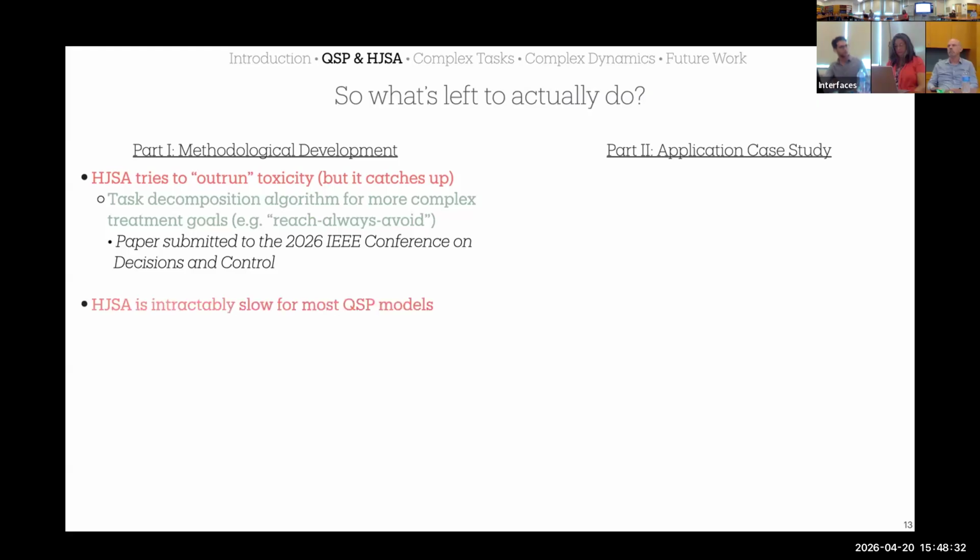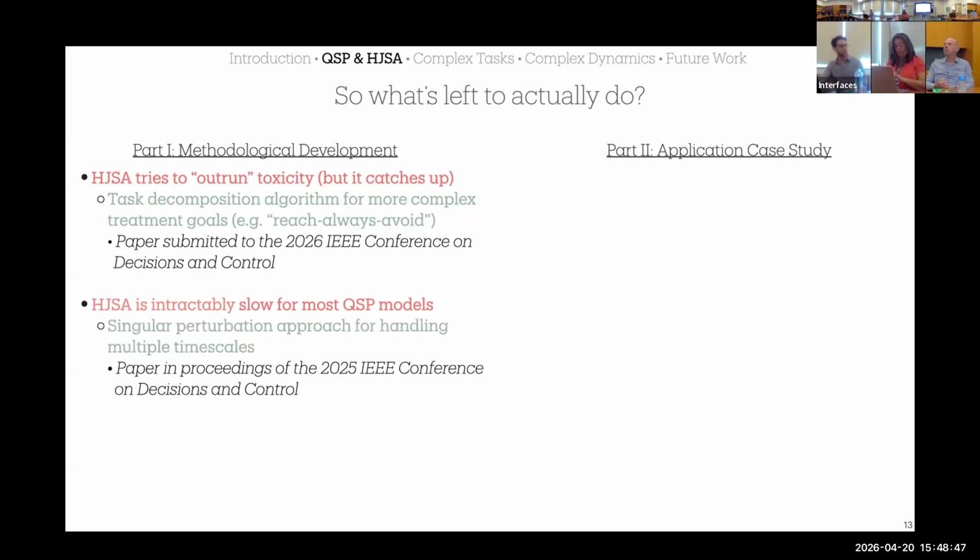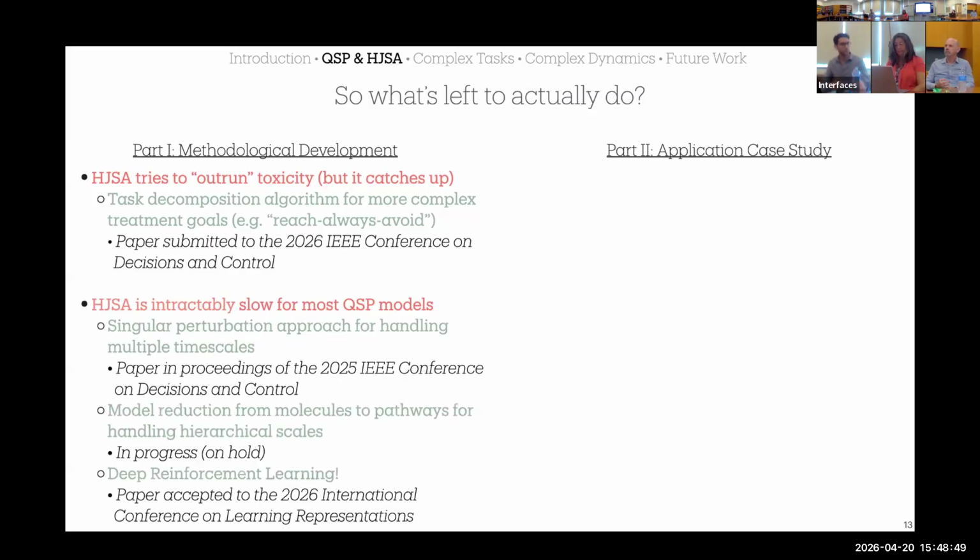And then the other problem is that it's intractably slow for these large models. Often QSP models are on the order of 10 to 30 states, rather than robotics models, which are often 3 to 5 states. And so this is just completely intractable. Like HJSA won't run on models this large. But we have 3 approaches that allow you to do model reduction at various scales.